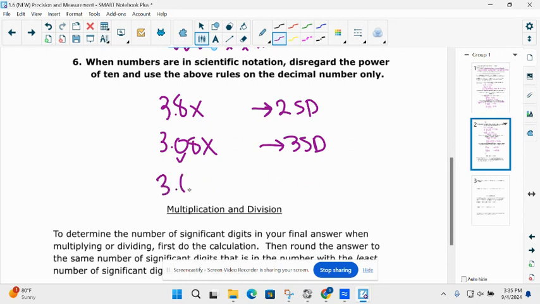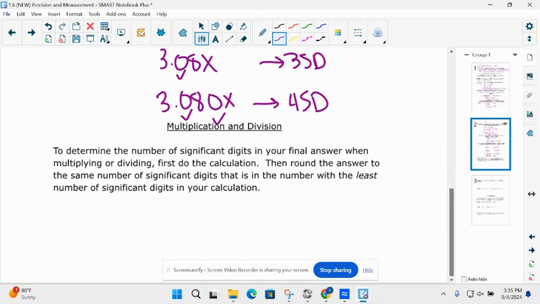And if you had 3.080, this 0 counts because it's in between the 3 and the 8. This last 0 counts because it comes after the 8 and it's in a decimal. So this has 4 significant digits, and this is also saying it's in scientific notation. Okay, so now we know how to count the number of significant digits.